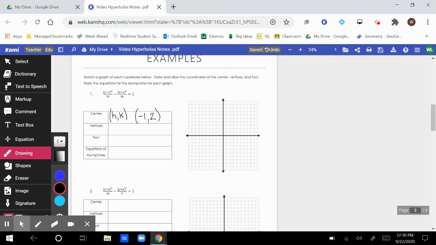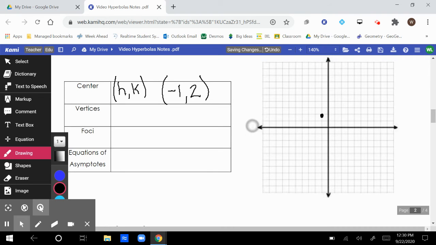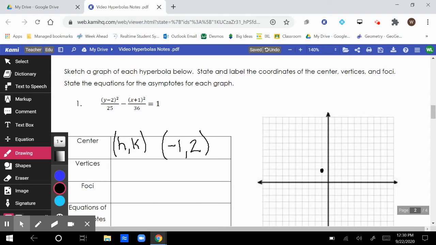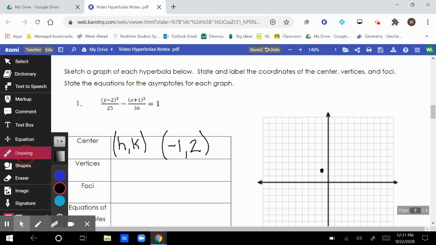All right, so I'm going to graph that center point now. Next, vertices. Your vertices, you have to determine, is this a horizontal hyperbola or a vertical hyperbola? It's a little different from ellipses. From ellipses, you might remember, you would look at the denominator and see which one is bigger, and that's how you tell vertical ellipse or horizontal. For hyperbola, it's which one comes first, or which one is positive. So since this is a y term minus an x term, this is a vertical hyperbola.